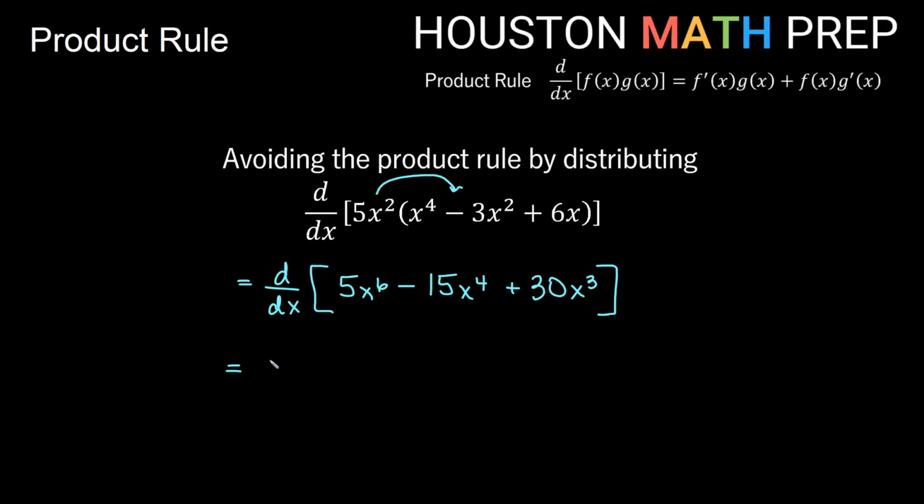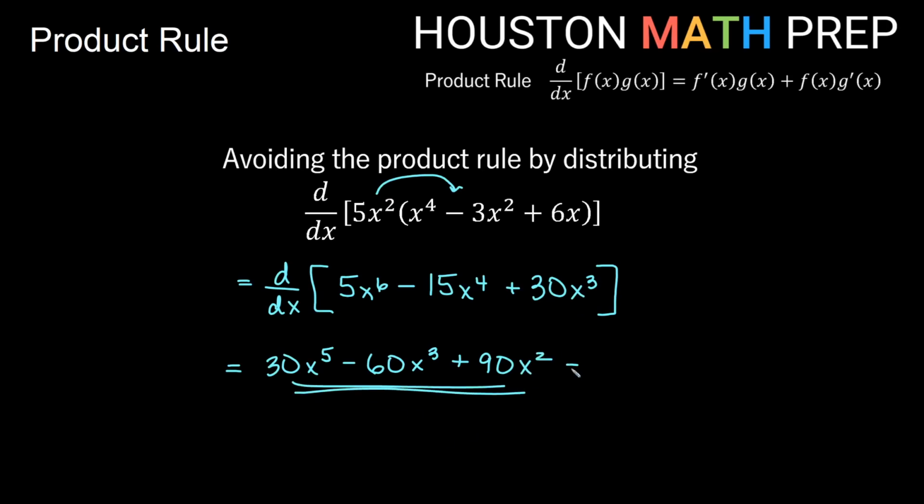So 6 coming out front will give us 30, power going down by 1 will give us x to the 5. Minus 4 coming out front multiplying the 15 will give us 60. Power going down by 1 will give us x cubed. And then 3 coming out front multiplying the 30 will give us 90. Power going down by 1 will give us x squared. You could go ahead and leave that as your answer there.